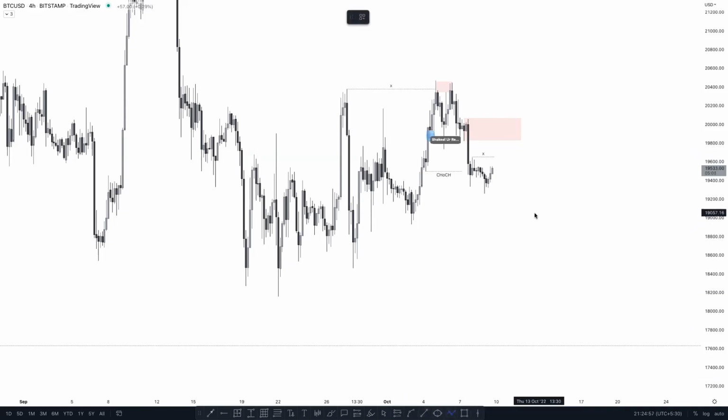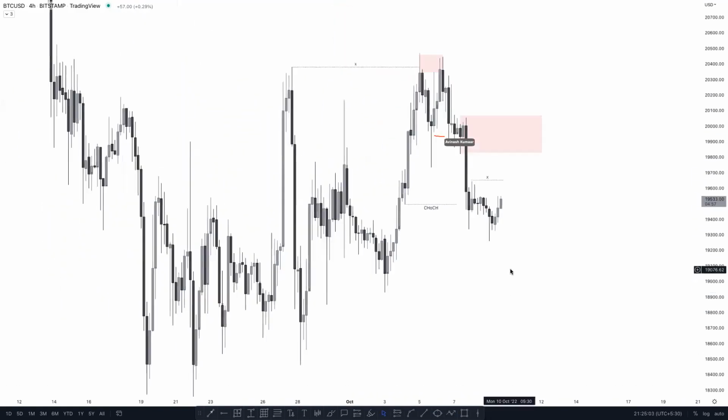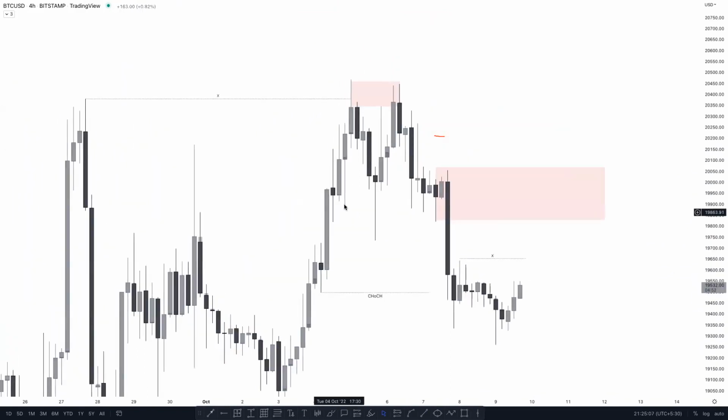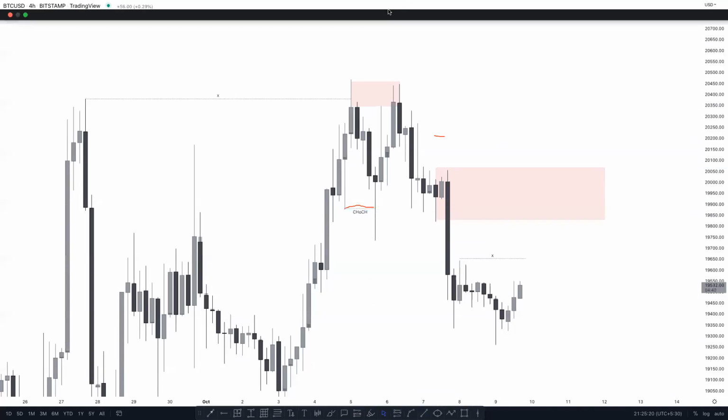No, these are not a valid inducement. I mean, valid pullback. Let me show you exactly. This is a bearish candle, but not taken out the previous candle low like this. Yes, this can be exactly. Yes, this is possible.